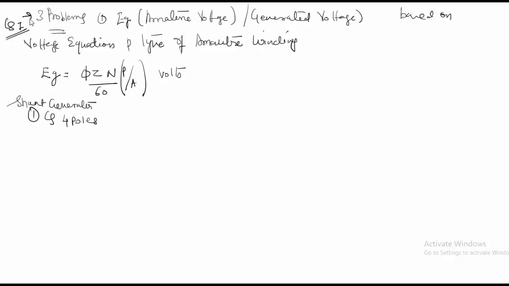and the armature conductor Z is equal to 800, the N is equal to 1000 RPM, and the flux per pole is equal to 30 milliweber. So how to calculate the Eg? And the 800 conductors are wound in a wave winding.